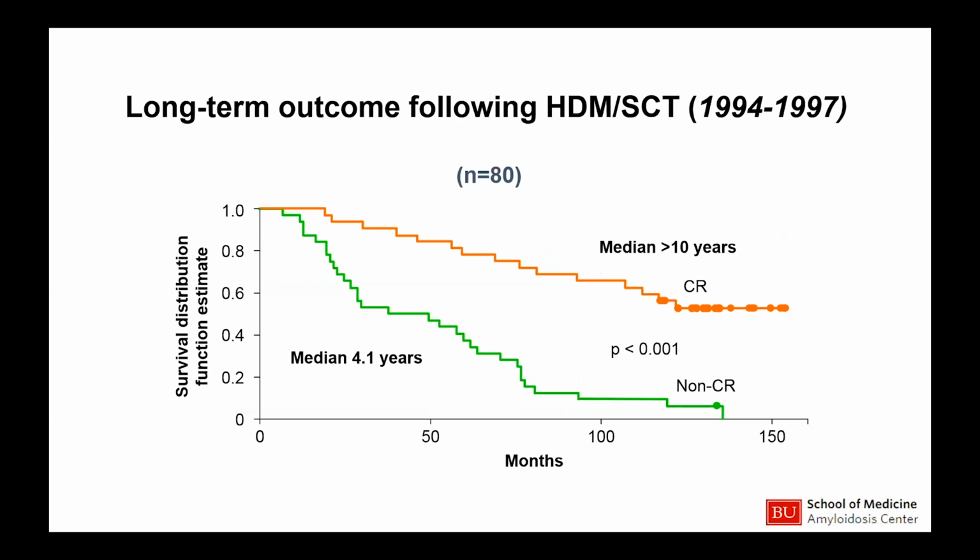Long-term outcome of the first 80 patients treated at Boston University Amyloidosis Center with high-dose melphalan and autologous stem cell transplantation was reported in 2007, showing that the median overall survival following stem cell transplantation, if patients achieved a complete hematologic response, was greater than 10 years and was 4.1 years for those who did not achieve a complete hematologic response.